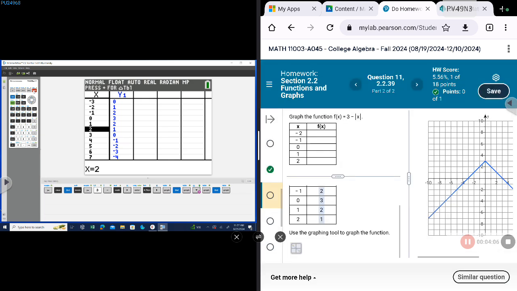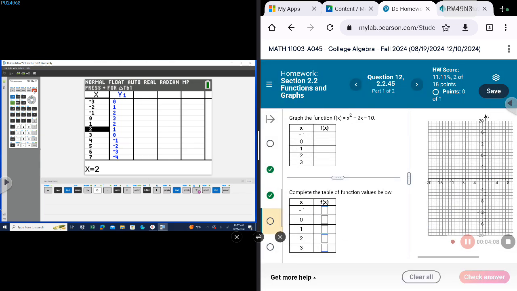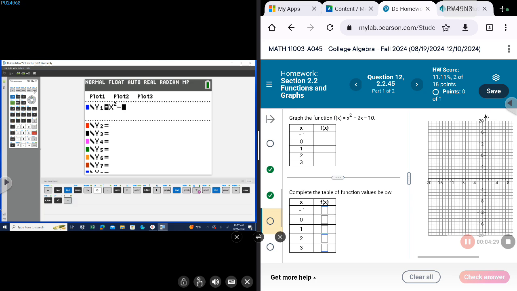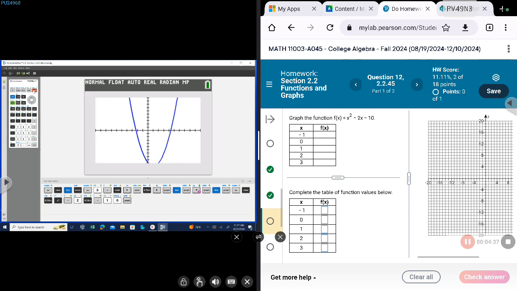All right, let's do one more of these problems in MATLAB. Go back to your y equals, clear it, put the function in your y equals. So I need x squared minus 2x minus 10. I'm going to graph it to see what it looks like. So that is that U shape, a parabola for the x squared.